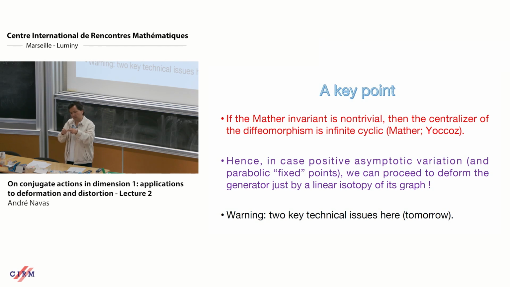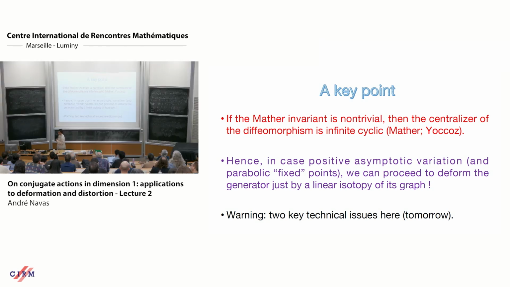So in that case, instead of dealing with two commuting maps, we are dealing with two maps which are powers of the same diffeomorphism. And in order to deform the action, we just need to deform the generator. Okay? So we are somehow in a good situation. We can deform this generator just by moving the graph through a linear isotopy to the diagonal. Okay, and this is the strategy. But the point is that there are many technical issues here. There are at least two technical issues. I will explain that tomorrow. So thank you very much.